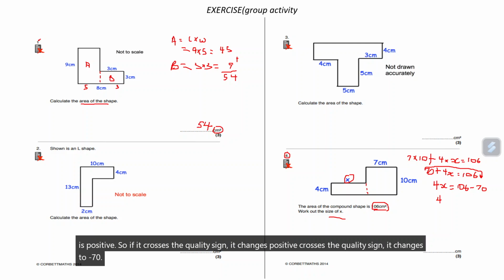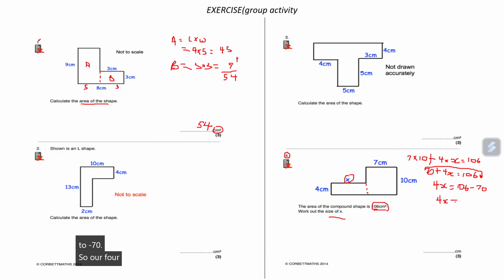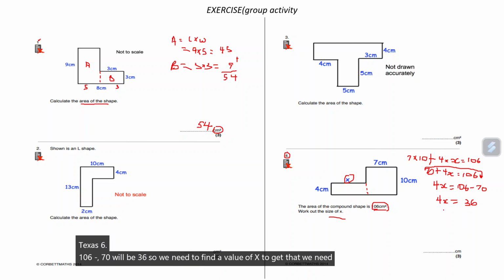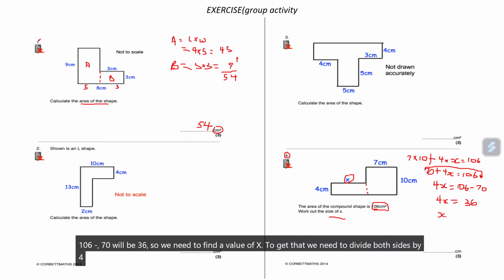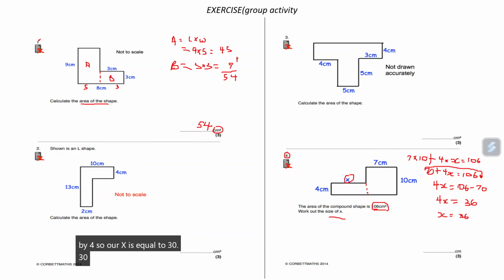So our 4x is 106 minus 70. That will be 36. 106 minus 70 will be 36. So we need to find the value of x. To get that, we need to divide both sides by 4. So our x is equal to 36 divided by 4. Our x is equal to 9.